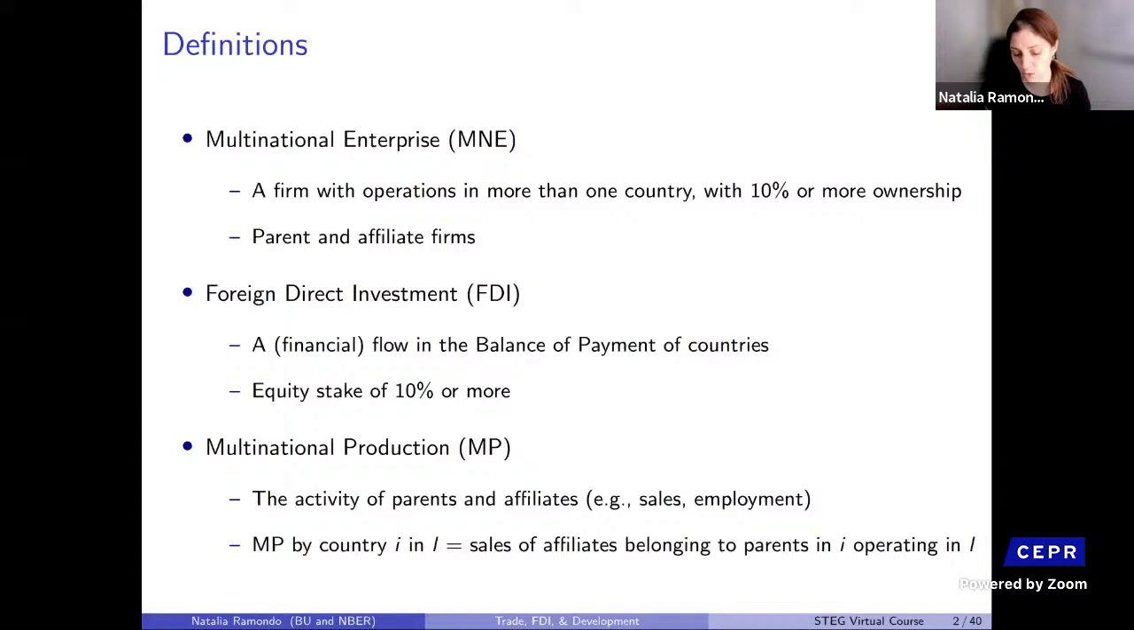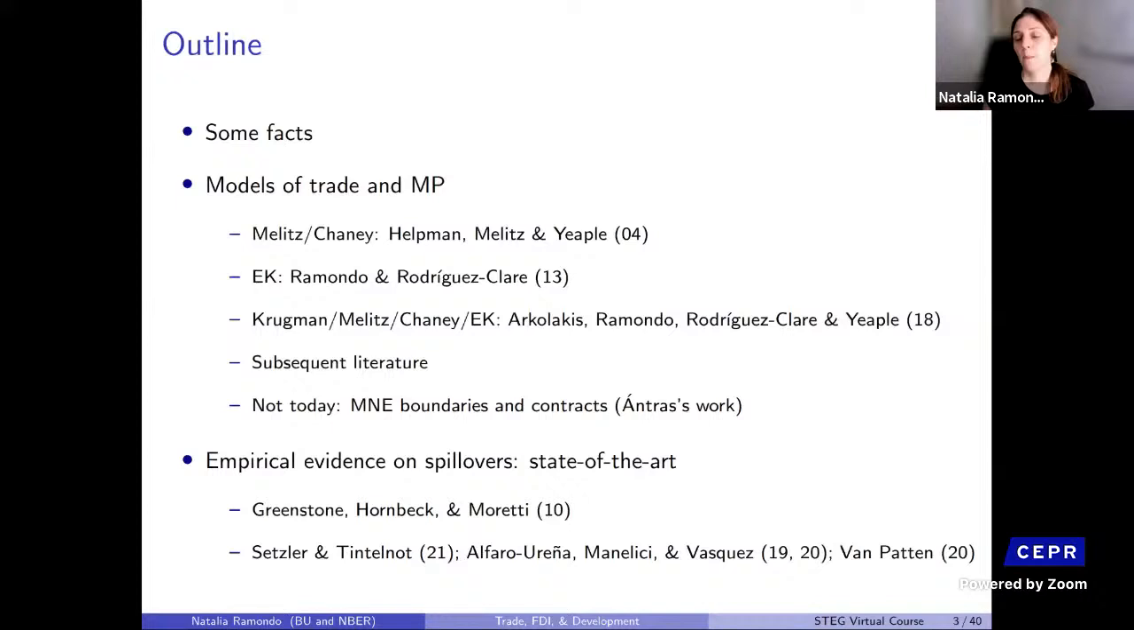So what's the outline? First I'll show you some macro facts, facts that we want models to replicate. Then it will be mostly a methodological lecture on models of trade and MP. I'm going to go through them first, a Melitz-Chaney version of that, Helpman, Melitz, Yeaple 2004, the EK version with MP. This is my work with Andres Rodriguez-Clare. Then a kind of synthesis of those two models together to talk about innovation production in the global economy. That's my work with Costas Arkolakis, also Andres Rodriguez-Clare and Stephen Yeaple.